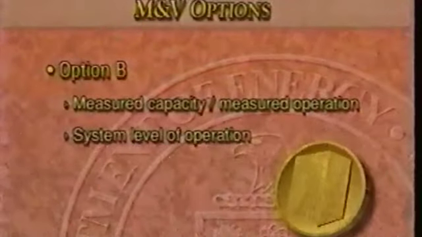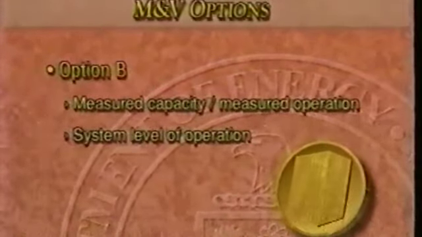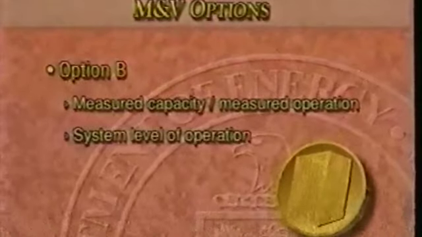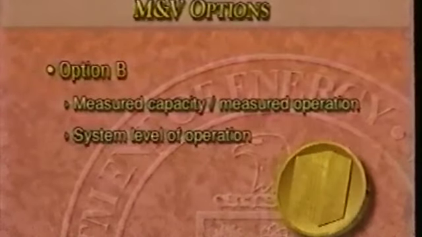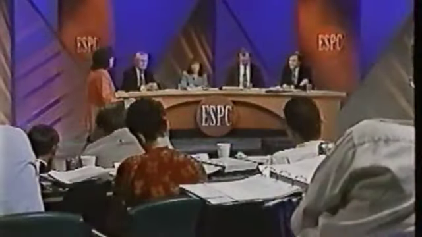Thanks, Brad. The second option, option B, or retrofit isolation, is best suited for ECMs where performance and operation need to be measured. Under option B, system level of performance is measured continuously through the life of the contract. The measured consumption is compared to the baseline. Brad, can you give us a good example of an option B project?